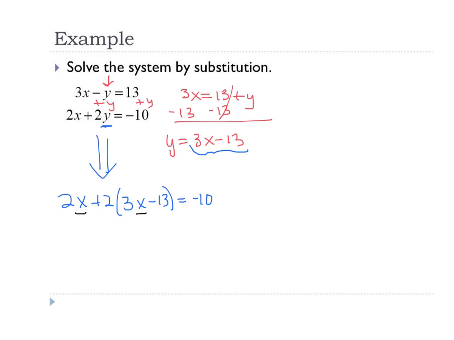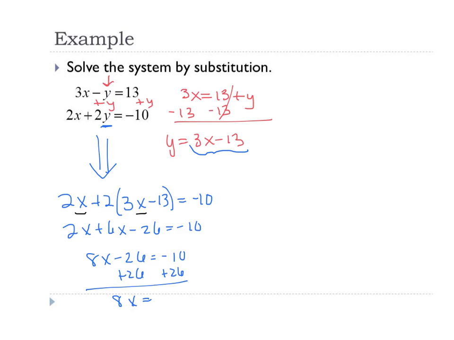And we can solve something like this. So we're going to distribute, combine like terms. Okay, add 26, divide by 8, x is 2. So there is step 2.